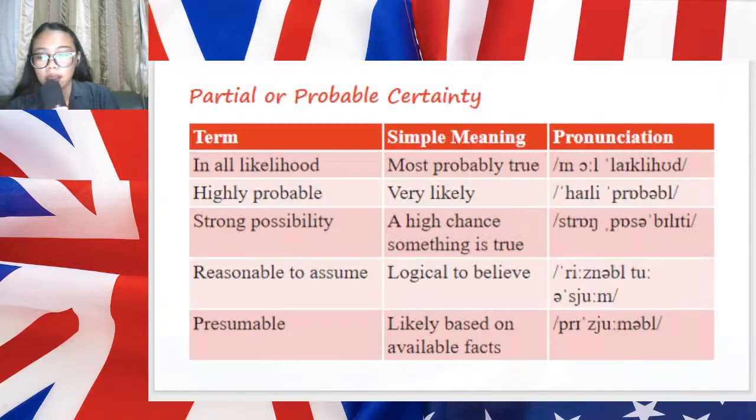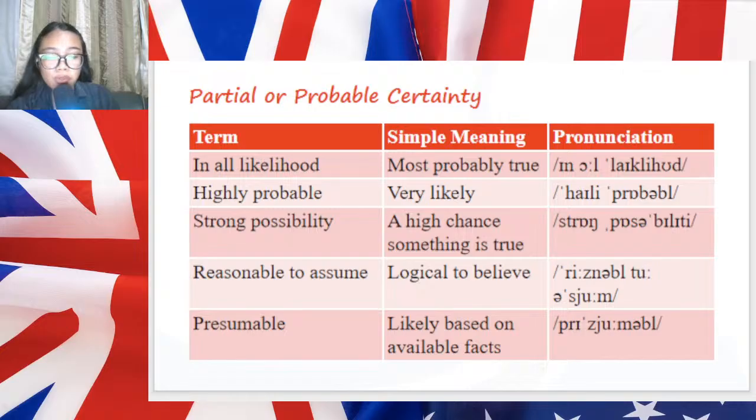All right. Let's immediately move on to the next set of words, which is under partial or probable certainty. Now, in English, we often need to express that something is likely true or expected to happen, even if we don't have full or final proof. This is where partial or probable certainty comes into use.